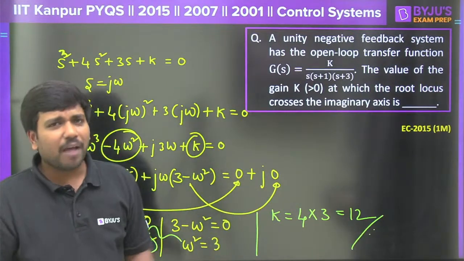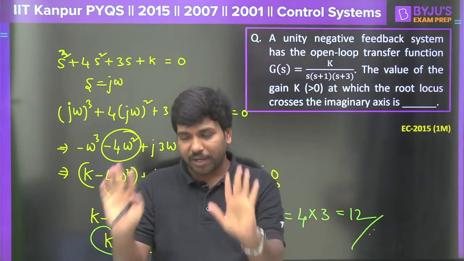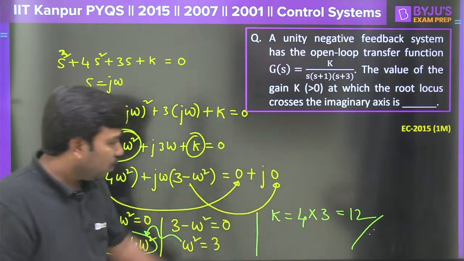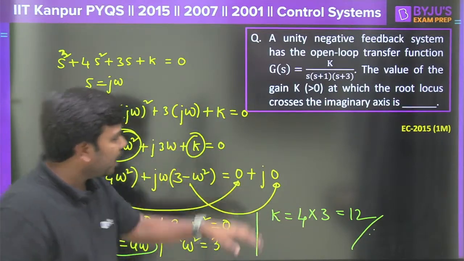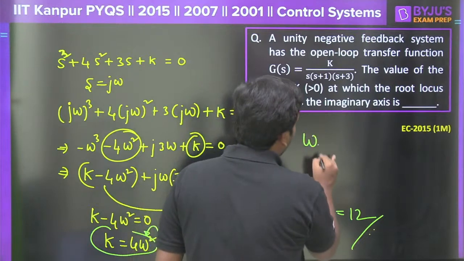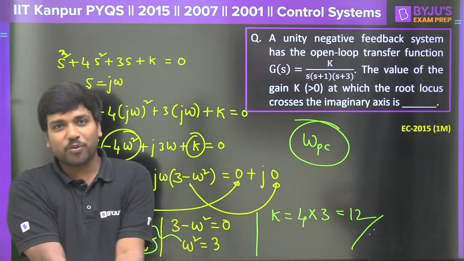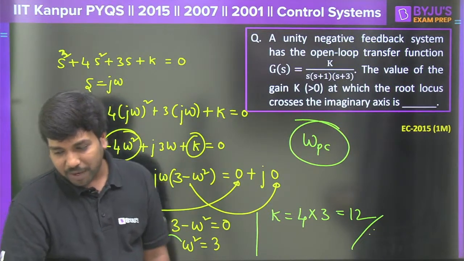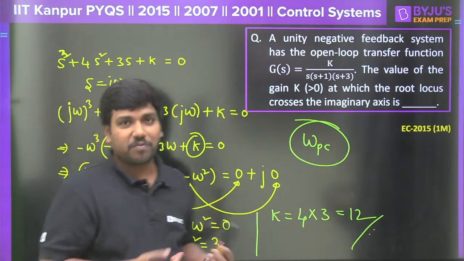Now I will be asking a very interesting question to all of you. Focus here. Stop writing, stop answering, just focus here. All of you please focus here. So K is equal to 12, isn't it? Now the question is, can you catch correctly what is omega PC for this? Any one of you, what is omega PC? Means phase crossover frequency. I will be really glad if I get the answer from your side.